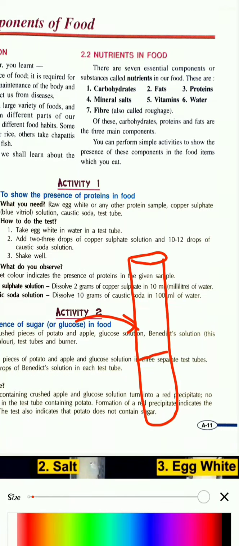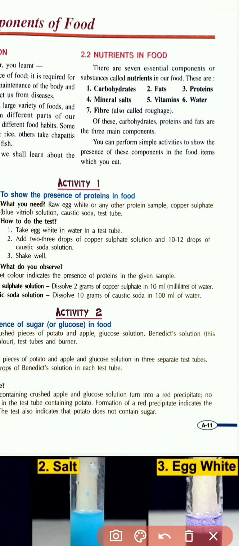After that, you will add 2 to 3 drops of copper sulfate solution. Take 2 to 3 drops from a dropper and put it in the egg white in the test tube, and 10 to 12 drops of caustic soda solution. After this, shake the test tube very nicely. Those are the 3 steps you have to do.